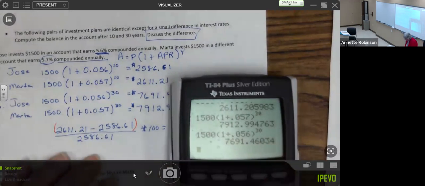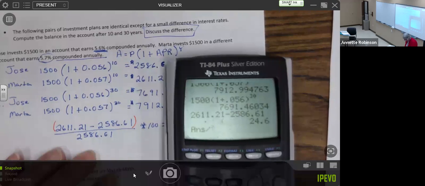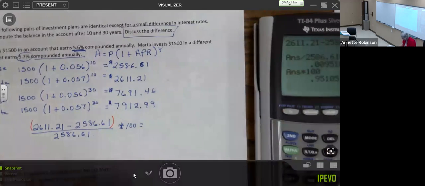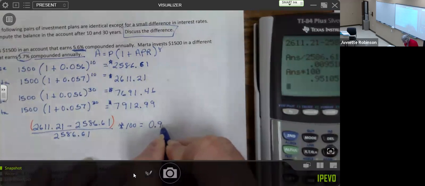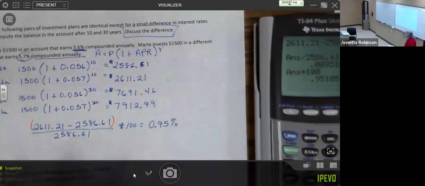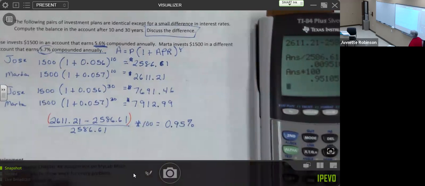Gabe's correct. But I would also do it just in little bitty steps. Do the subtraction. Divide it. And then multiply it by 100. So what's happening is there is a 9.95% difference in their amount of money at 10 years.